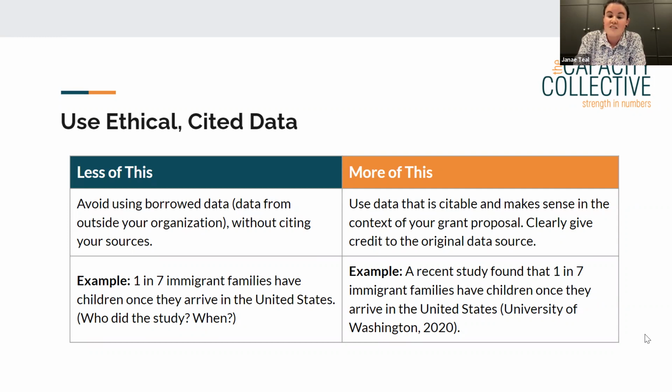So you could change this exact statement by saying, a recent study found that 1 in 7 immigrant families have children once they arrive in the United States, cited the University of Washington 2020. If you're trying to make the point that immigrant families having children in the US could lead to an increased need in resources, you can use the borrowed data to make that point. You just need to make sure that it's cited, credible, and as recent as possible.